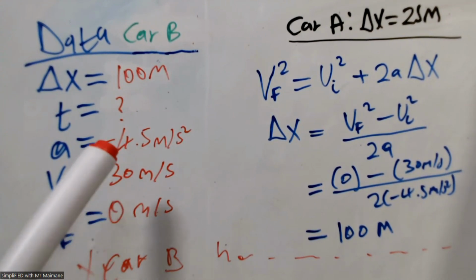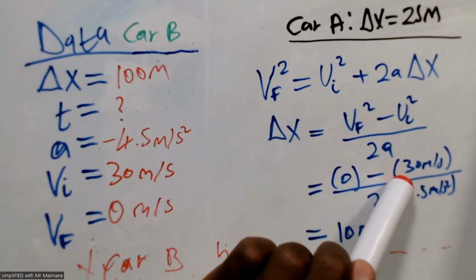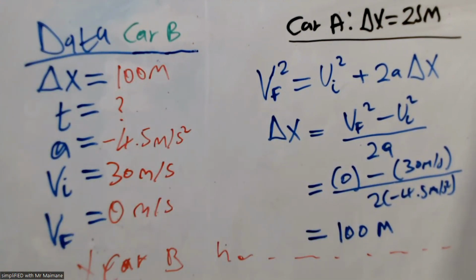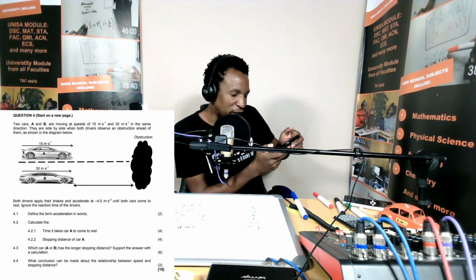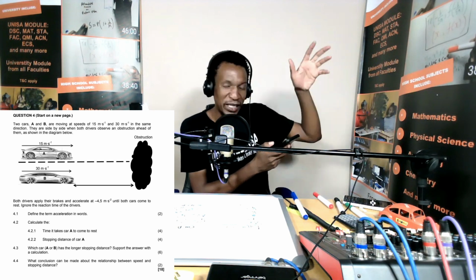By looking at this, you can see that the one that has the highest velocity took longer to stop, which answers the next question, 4.4. The question is they want to know what conclusion can be made about the relationship between speed and stopping distance. A car that was traveling at a higher speed covered a longer stopping distance. So we can say the higher the speed, the longer the stopping distance. You can put it in your proper English there, but that's the mathematical part of it.